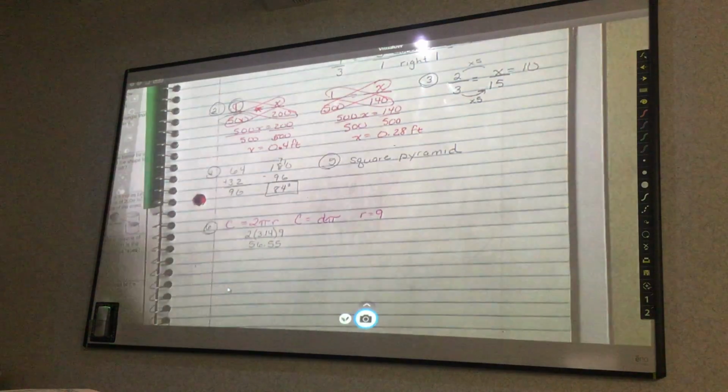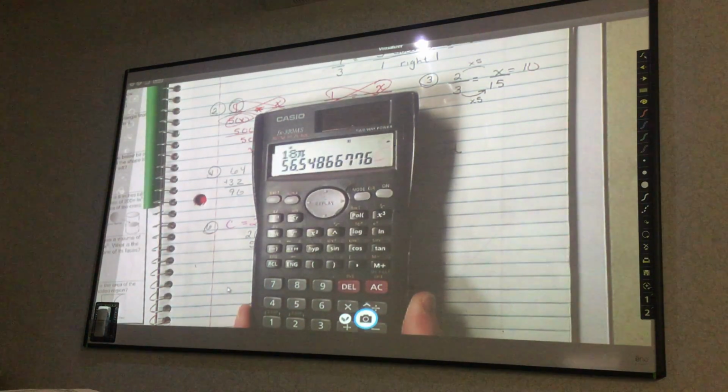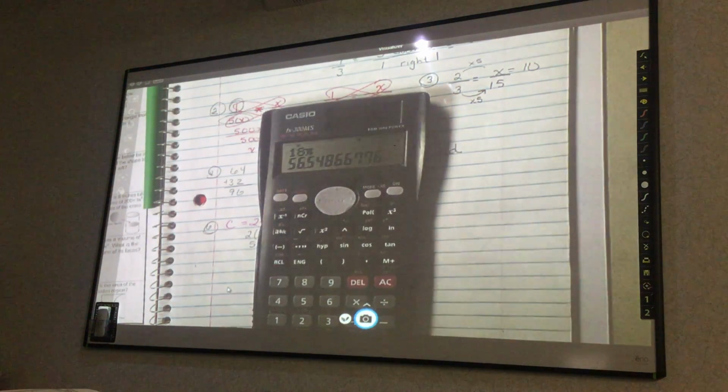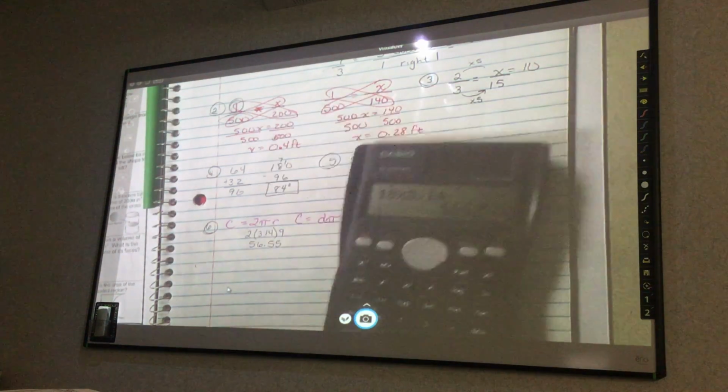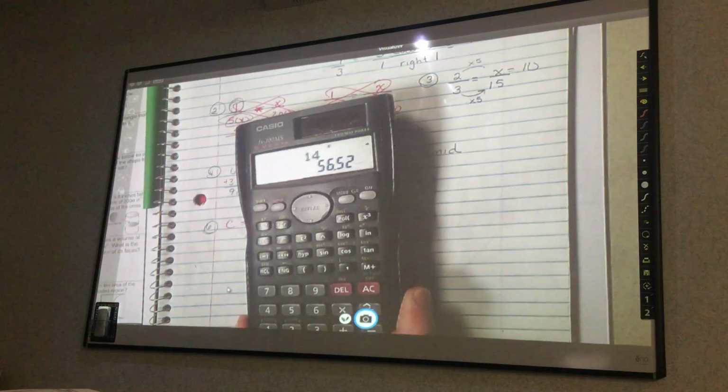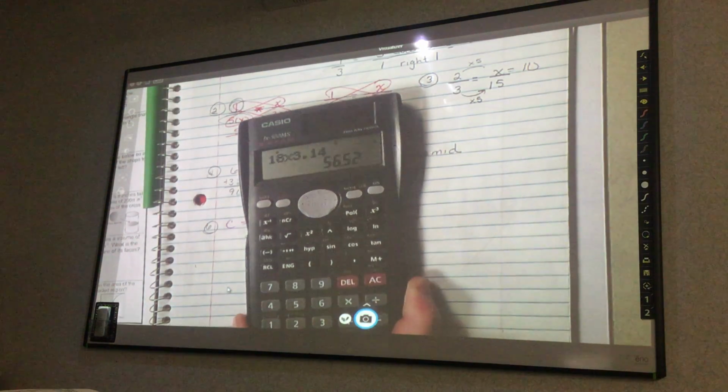Because if I put the pi in the calculator, it becomes this, and so I rounded to the nearest hundredth. Otherwise, I could do 18 times 3.14, which is this, and then 5.2. So either answer would be correct.